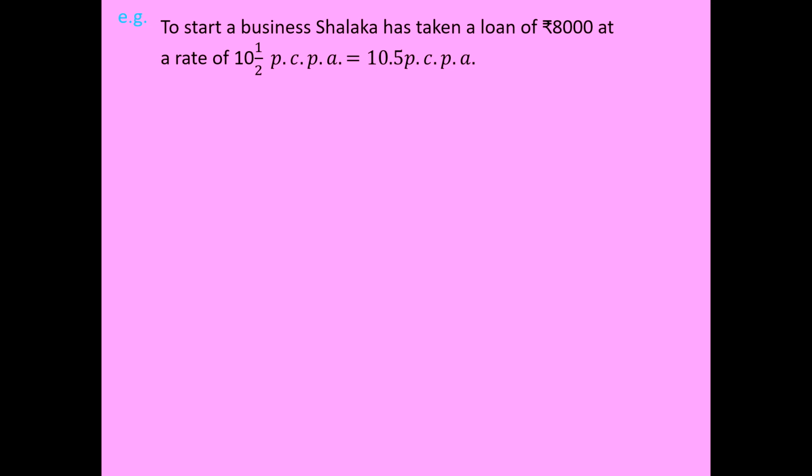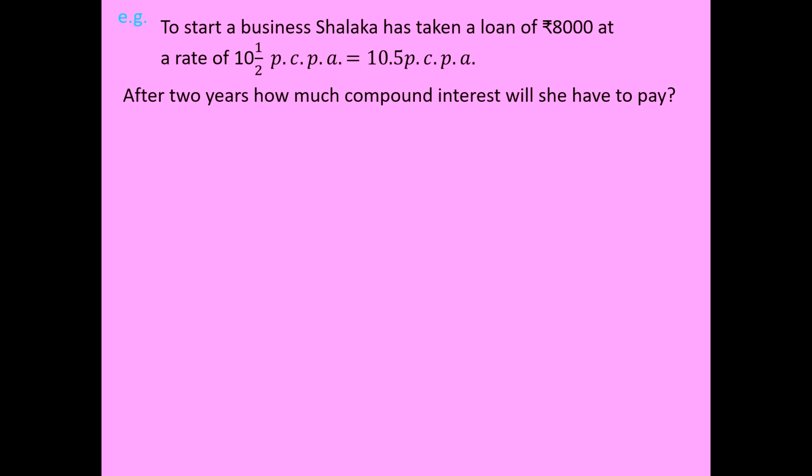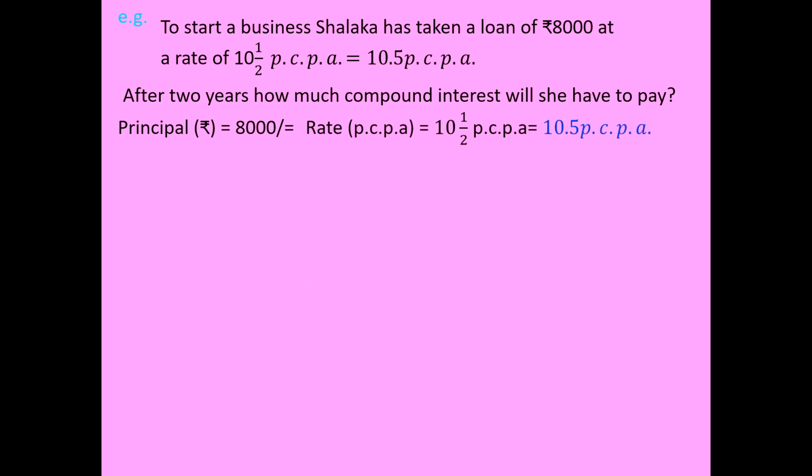Last sum. To start a business, Salaka has taken a loan of 8000 at the rate of 10.5 percent per annum. After 2 years, how much compound interest will she have to pay? So first thing, we have converted 10.5 percent per annum into decimal form. Okay, so the principal is 8,000. Rate of interest, as you can see, 10.5 percent per annum.